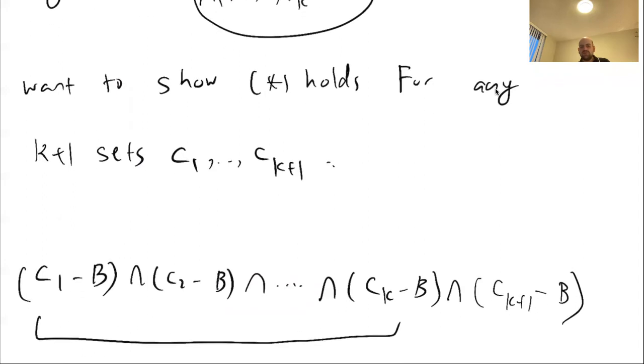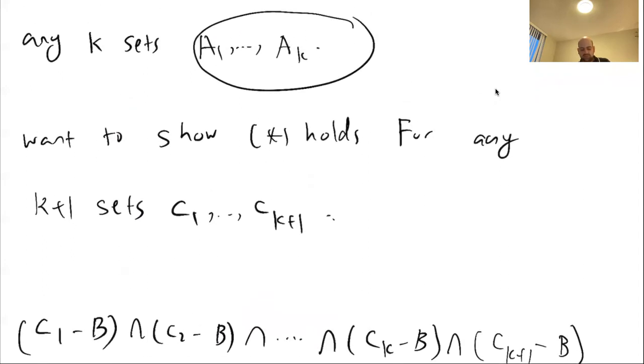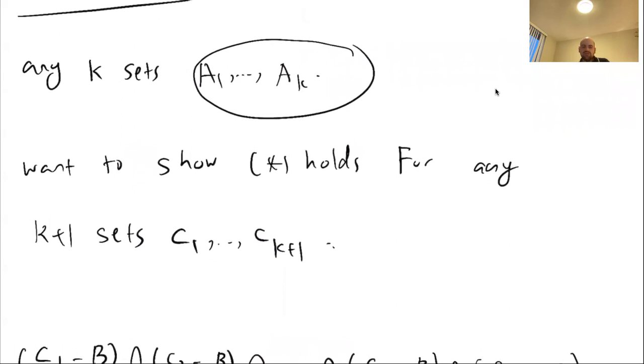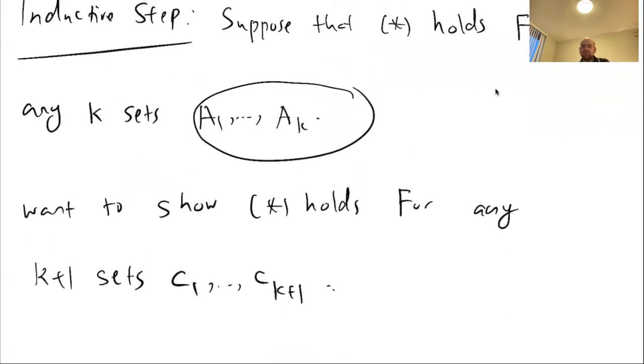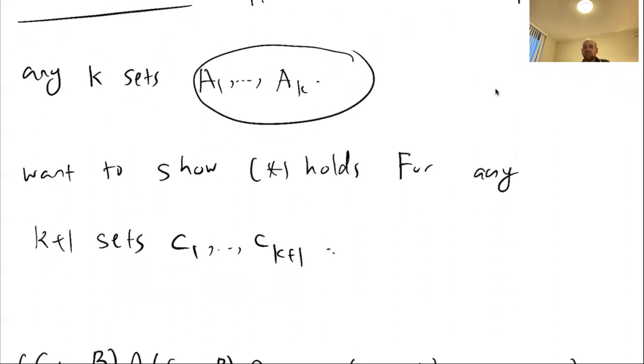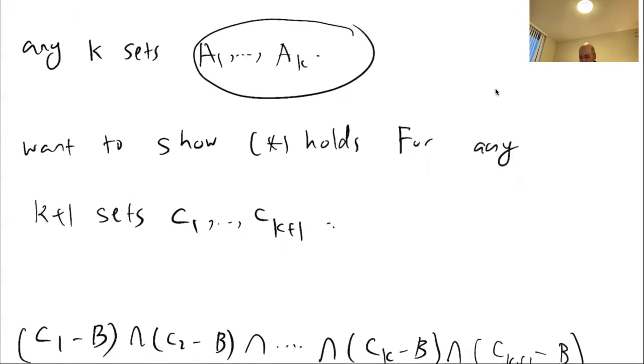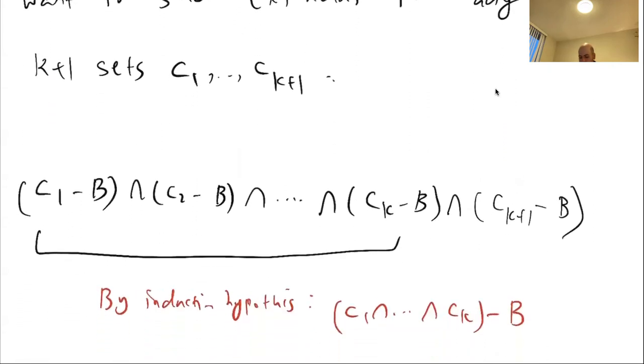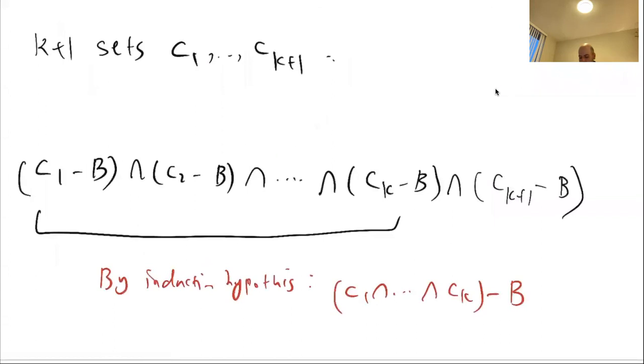Now these k plus 1 sets could be unrelated to the ones that we consider in the induction hypothesis, A1 to AK. So these are any collection of k plus 1 sets. And because the letter A has already been used, I'm using a new letter, let's say C1 to CK plus 1. Okay, and then I have to show that the equality star holds for these k plus 1 sets.